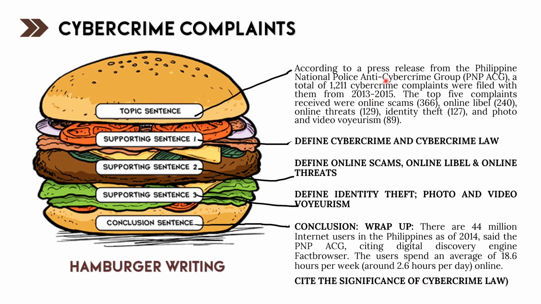Right? You start with the report, the overall or overview, and then you go one by one with your supporting sentences, defining those that were involved in the top 5 complaints, and then you wrap things up. How do you conclude? Of course, you need to cite the significance of the cybercrime. Okay?